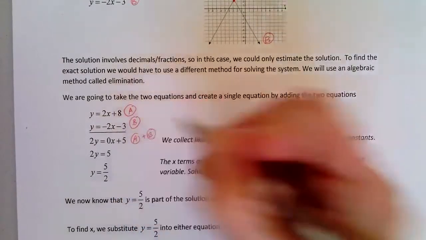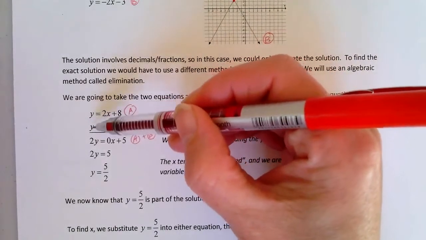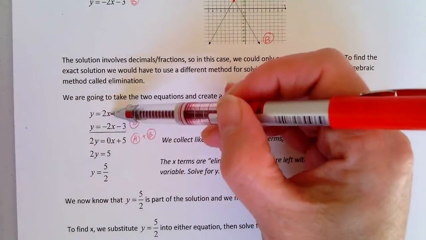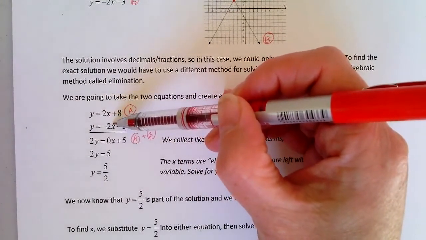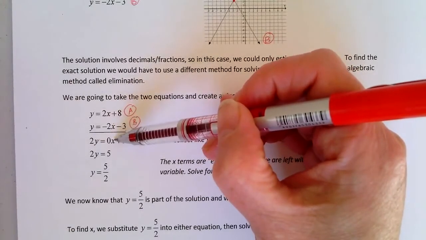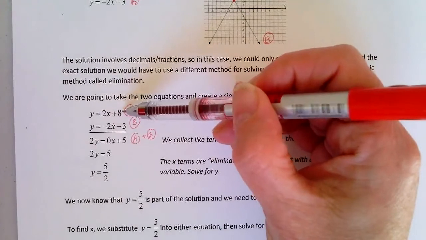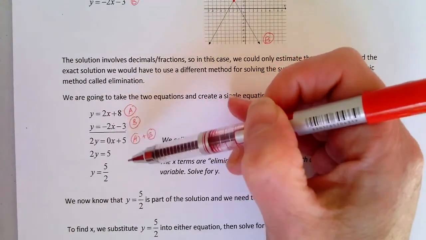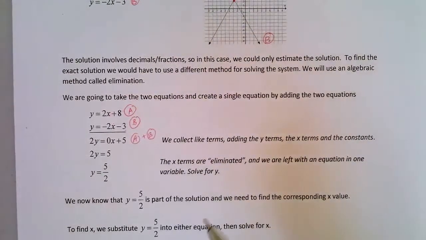So what we're going to do is add. And when we're adding, we have to follow the idea of collecting like terms. So 1y plus another y gives us 2y. Now 2x plus -2x, because they're opposites, we end up with 0x. And then we work with the constants. +8 plus -3 becomes 8 subtract 3, which gives us 5. So when we do that, we are collecting like terms.